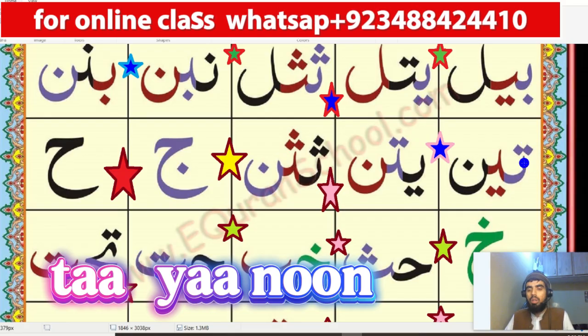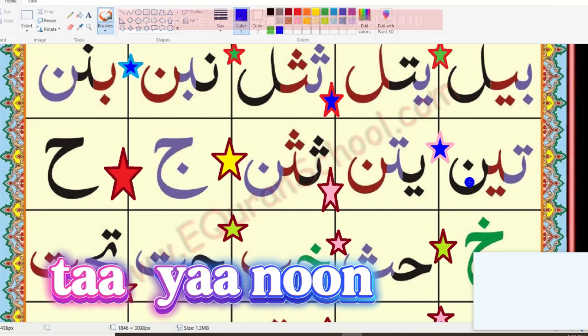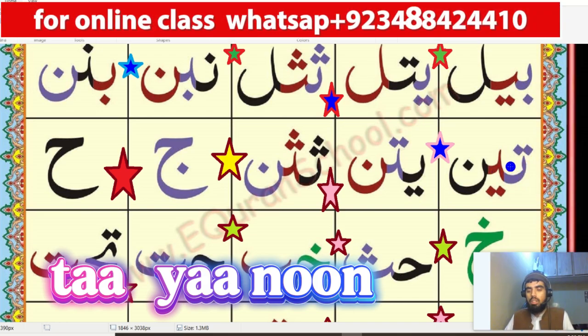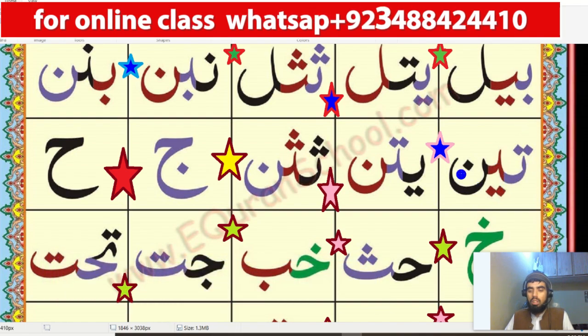Look again: Ta, Ya, Noon. The Ta letter has two dots on the top, the Ya letter has two dots under the letter, and the Noon letter has one dot on the top. This is the difference between the three letters. The Ta letter has two dots on the top, the Ya letter has two dots under the letter, and the Noon letter has one dot on the top.